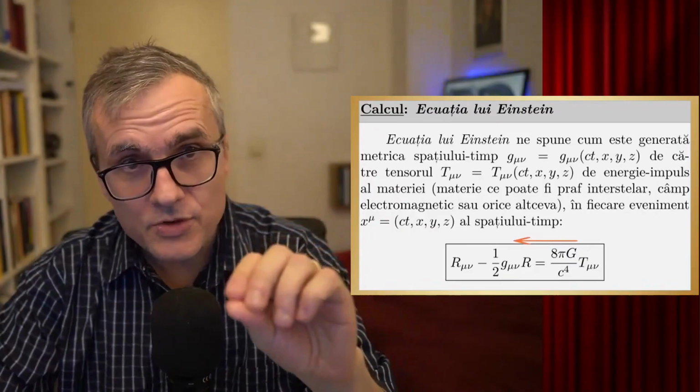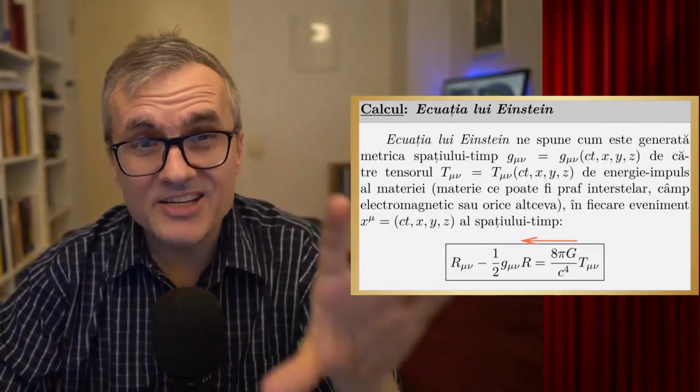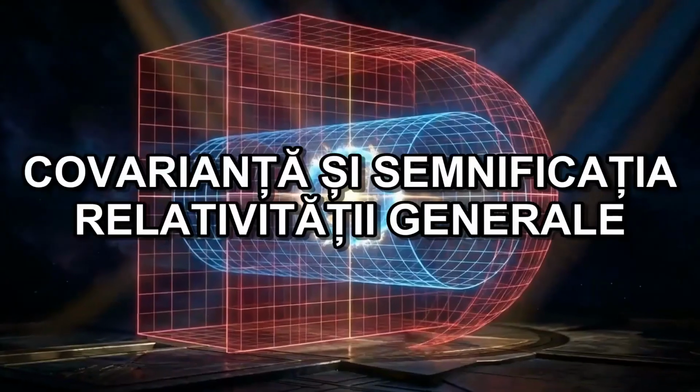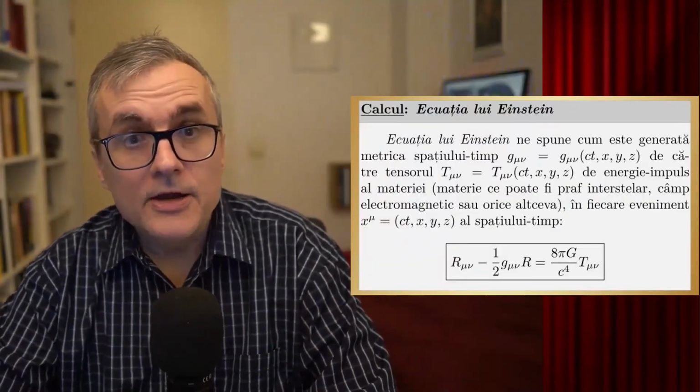So what does Einstein's equation, which I'll show here once again, tell us? That the metric of spacetime, meaning its curvature, is generated by the energy-momentum tensor of the matter that exists in that spacetime. He was very excited about the equation he discovered because it has a covariant form.